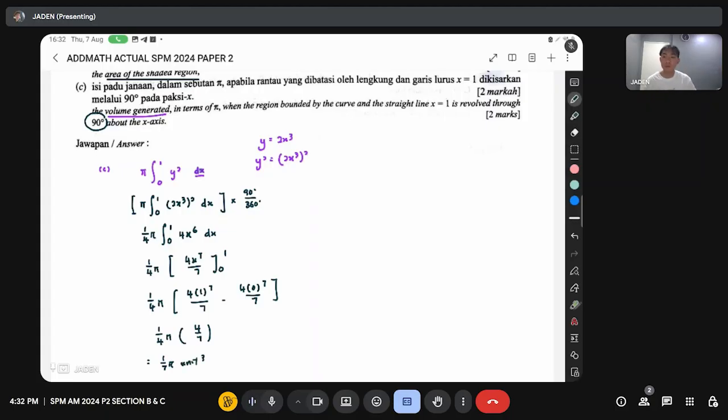So that is the end of the volume generated. That's all. So regardless, they tell you 90 degree, 180, 270, or 360. If it's 90, 180, and 270, you can always write it this way. Because 90 per 360, even if you try press calculator, you get 1 over 4. So that will work the same way for 180 over 360 and 270 over 360. Okay, so this is actually question C, and that is the end for question 10 for Form 5 Chapter 3 Integration.